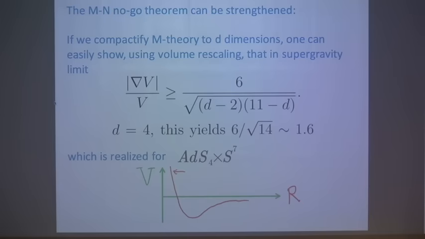So what do we say? Well, we say we try to violate it by Planckian corrections. That's what we are saying. For M theory, it's impossible to do it if you just take the supergravity approximation. One-line argument, nothing fancy.